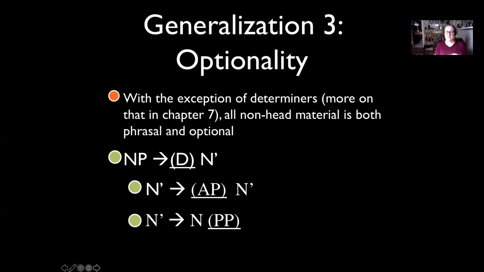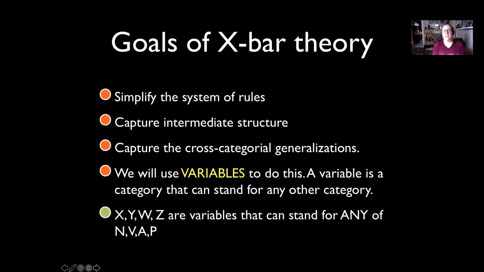So a noun phrase consists of a determiner and an N bar. An N bar consists of an optional adjective or adverb phrase and an N bar, and then an N bar consists of a noun, a required noun, and an optional prepositional phrase. So all these are phrases, except the pesky bar, which we'll talk about in this chapter.